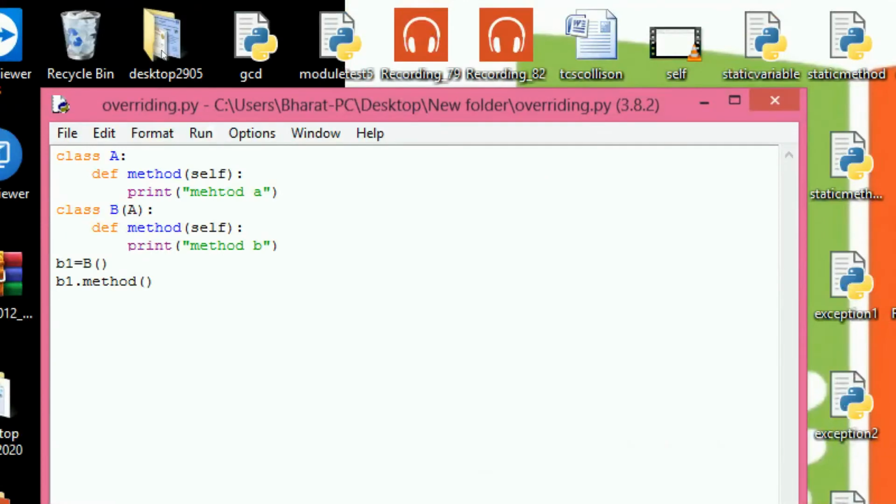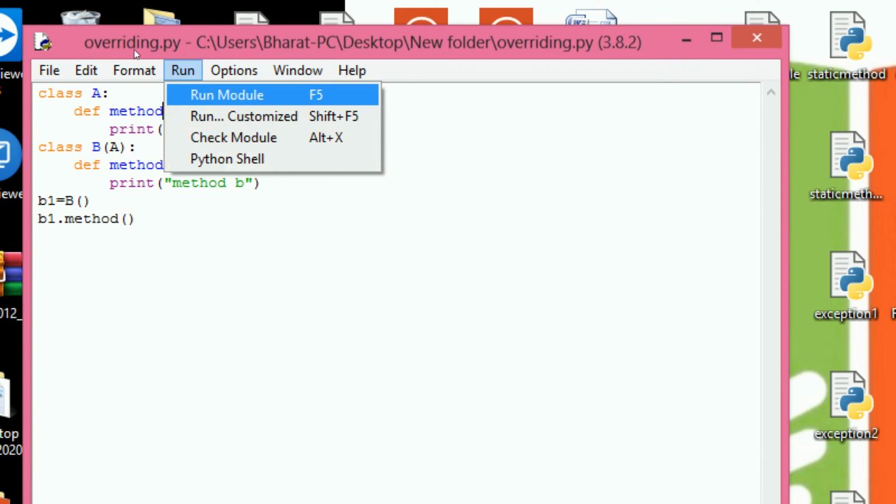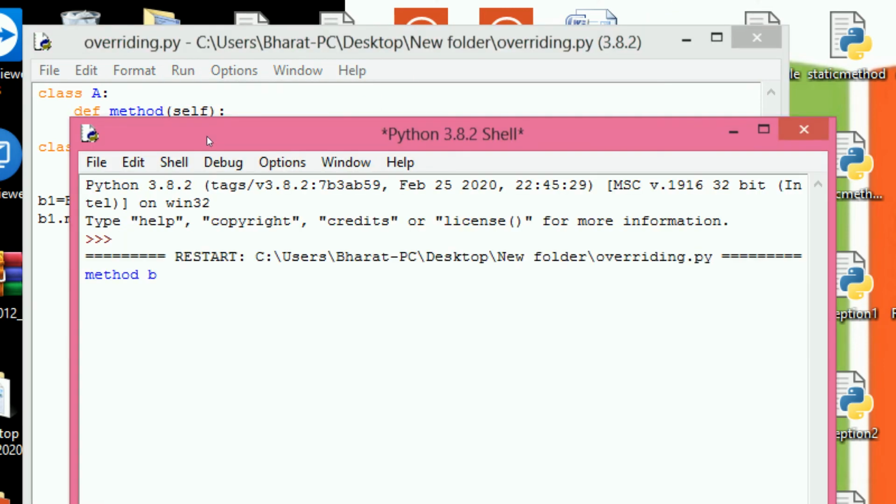Now we see the execution of method overriding. Overriding means the base class and subclass both have the same method name. In this case both the method names are method only. If I call b1.method, which method is invoked? As already discussed, the derived class method is invoked. The output is method B.